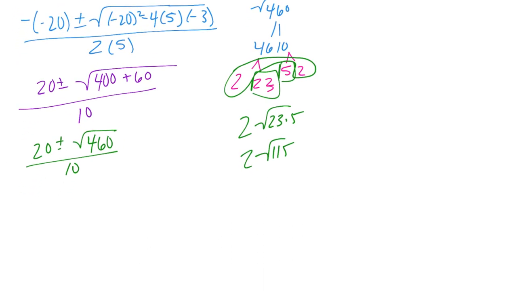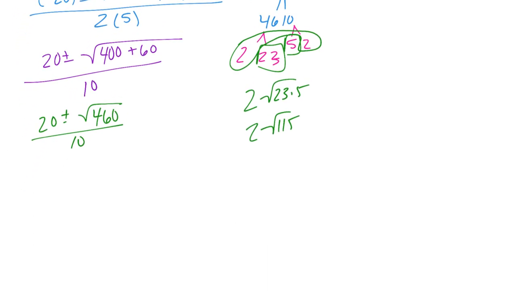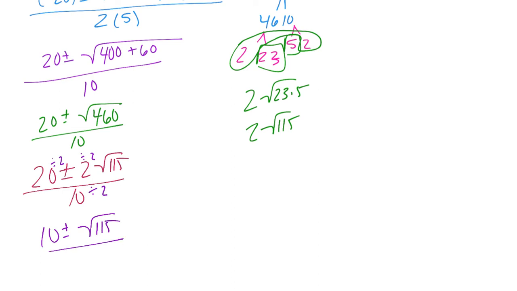So then I have to replace that into my problem. So I have 20 plus or minus 2 root 115 over 10. And what goes into 20 and 10? I can divide 2 into all of them. So I have 10 plus or minus root 115 over 5. And that is my final answer there for quadratic formula.